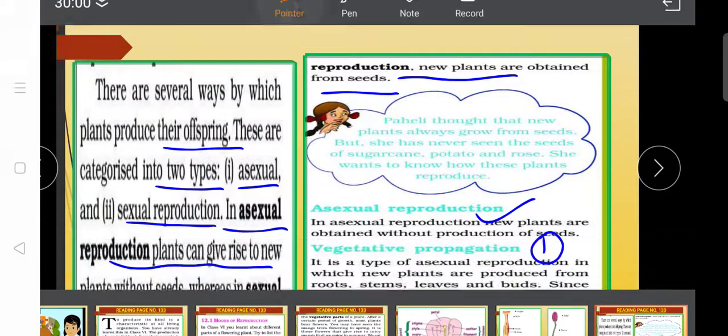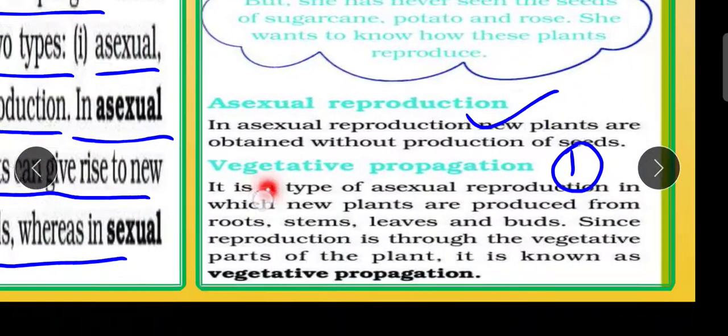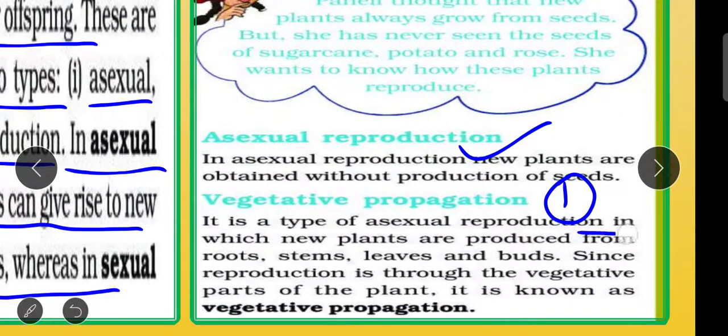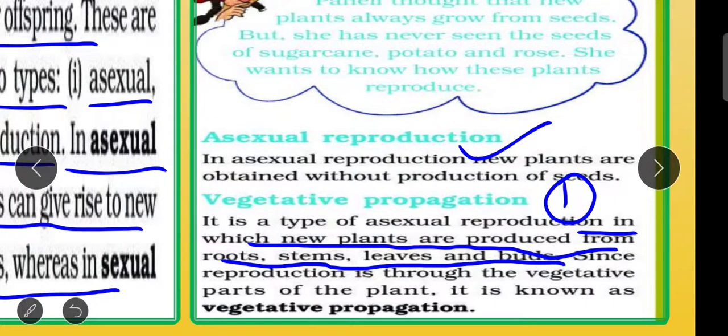It is a kind of asexual reproduction in which new plants are produced from the roots, stems, leaves and buds of the plant. That is why the reproduction is through the vegetative part, and it is called vegetative propagation. Now let us see what vegetative propagation is and how it is done.